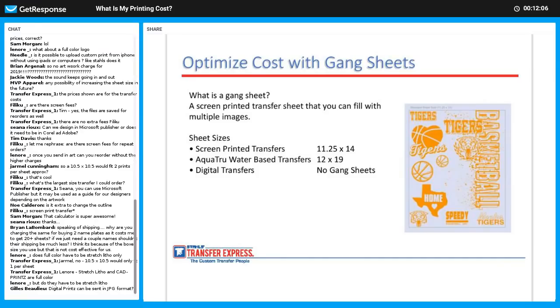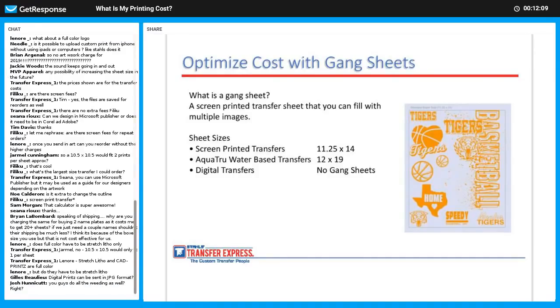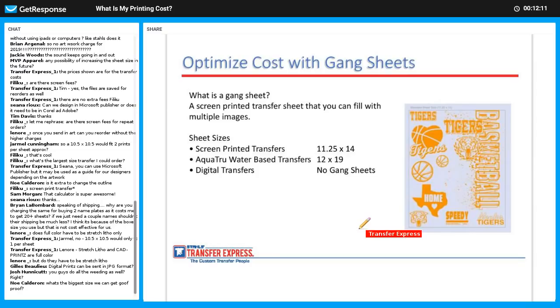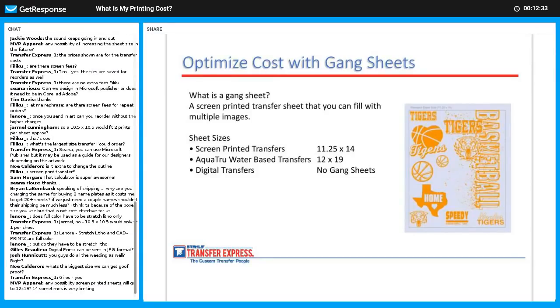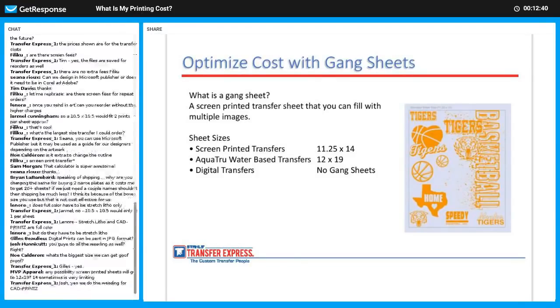And the digital transfers are priced per piece per square inch, so there is no gang sheeting on those. But any of our screen printing transfers, whether it be Goof Proof, Hot Split, ElastiPrint, glitter, pearl, those are 11.25 by 14 sheets, and you can gang as many images on there as you can, because you are paying for the sheet, not the amount of images that are on the sheet. So always maximize your sheet space. You're going to hear me say maximize your sheet space about 20 times within the next 2 or 3 slides here.